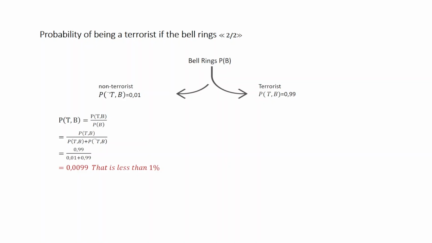which means that in this situation we are 99% wrong and just less than 1% right. So when the bell rings, there's a 99% chance that it's not a terrorist.